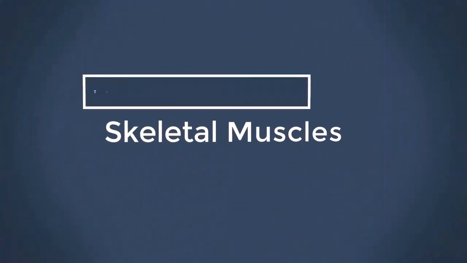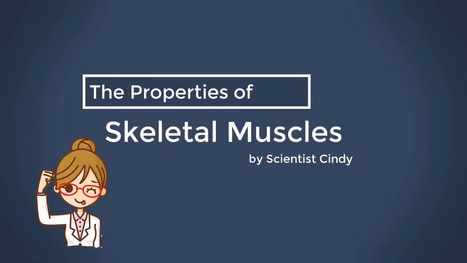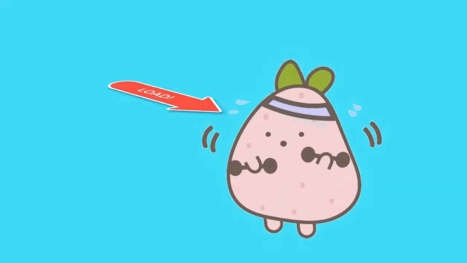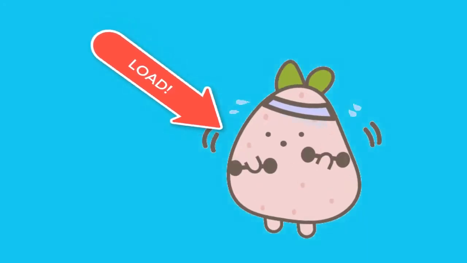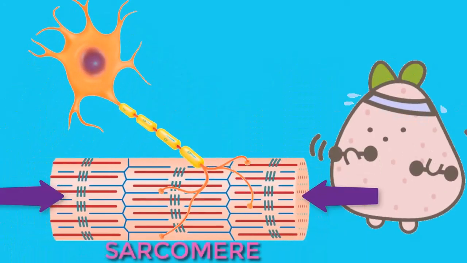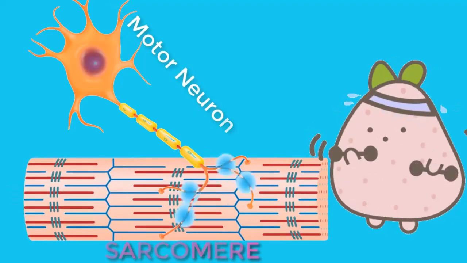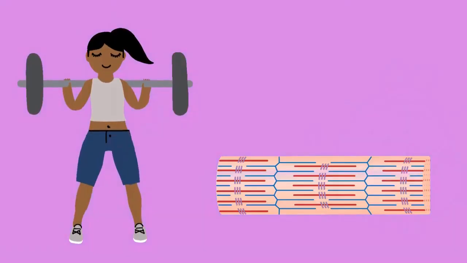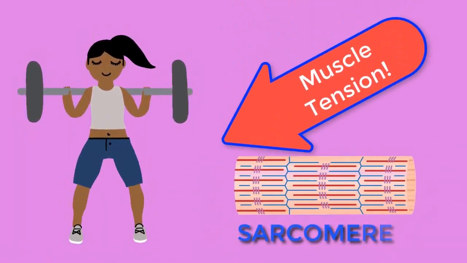Concentric, eccentric, and isometric contractions. To move an object, referred to as load, the sarcomeres in the muscle fibers of the skeletal muscle must shorten. The force generated by the contraction of the muscle, or shortening of the sarcomere, is called muscle tension.